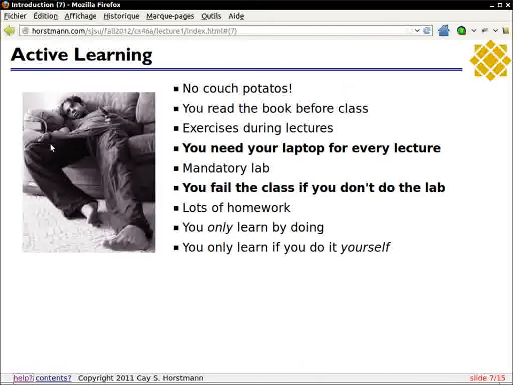So there's this whole theory of active learning, that you need to do a lot of stuff in order to learn these things. And you might wonder, why doesn't my psychology instructor do all of this kind of stuff that I'm going to make you do? Or for that matter, why doesn't my calculus instructor force me to do all of the things that I'm going to be forcing you to do during this class? And the big reason is your psychology instructor or your calculus instructor doesn't give a care what happens to you next semester, because you will be done with psychology or with calculus.